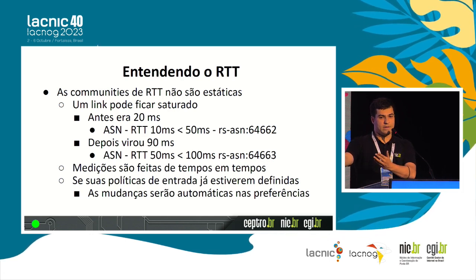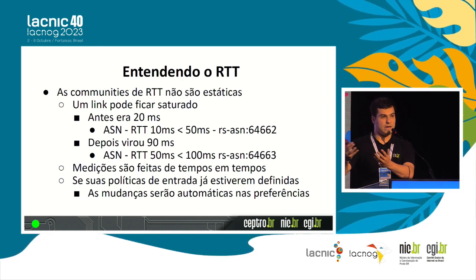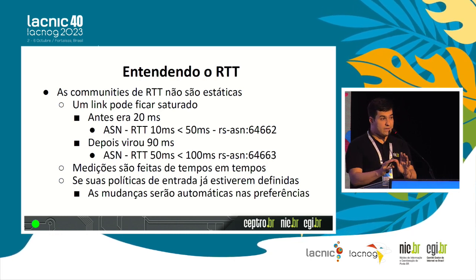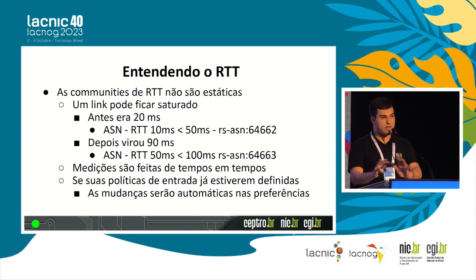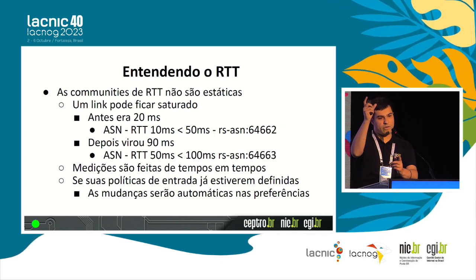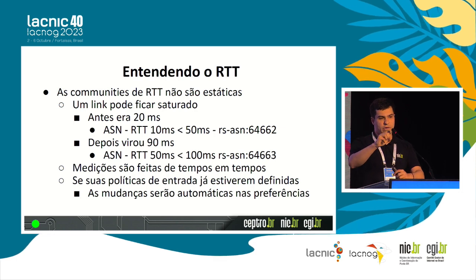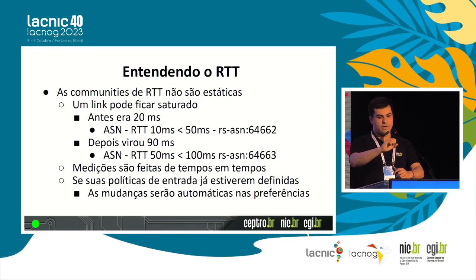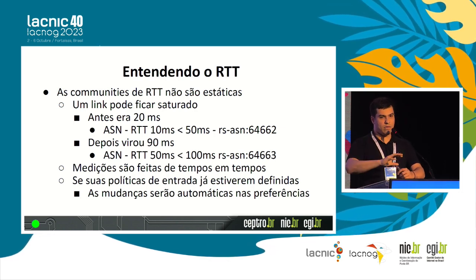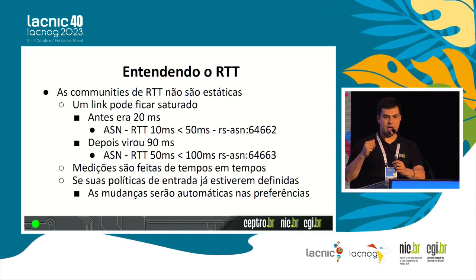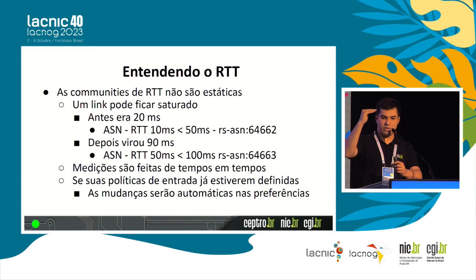When a problem appears with some participant, what will happen? The route server will identify the measurements, will change the community, will inform without touching the configurations. We will worsen the route because we have already left everything established, because always 64662, the local preferences. If it's 64663, it's a local preference, and even worse.